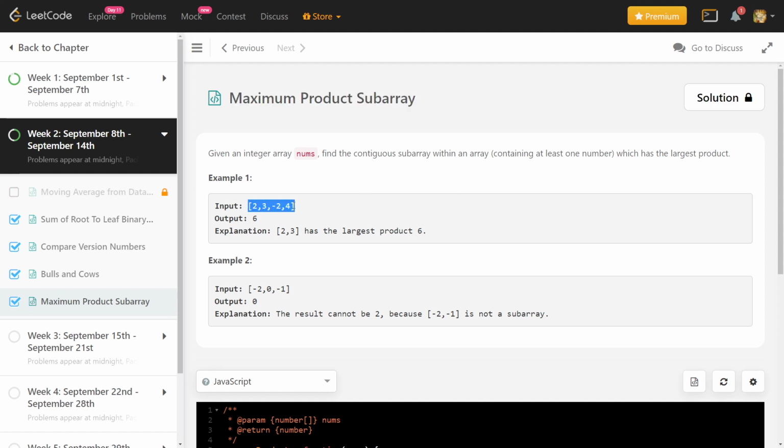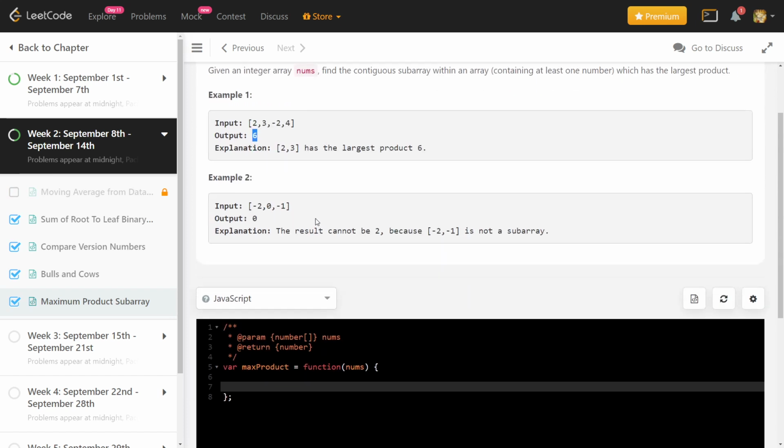So if we look at this array 2 3 -2 4, and look at the contiguous subarrays: first can be 2, so the product is 2, then 2 3, the product is 6, then 2 3 -2, which will be negative, and all the others except 4 will be negative, so that's why 6 is maximum. In this other case, if you look at all the subarrays, then 0 is maximum, so that's why 0.